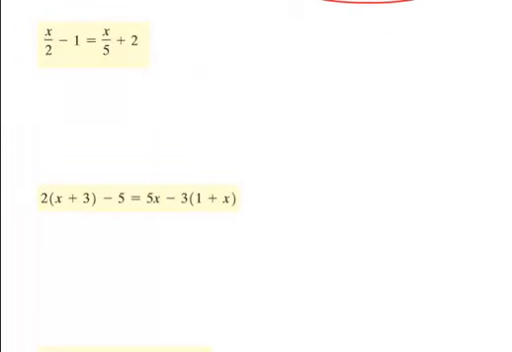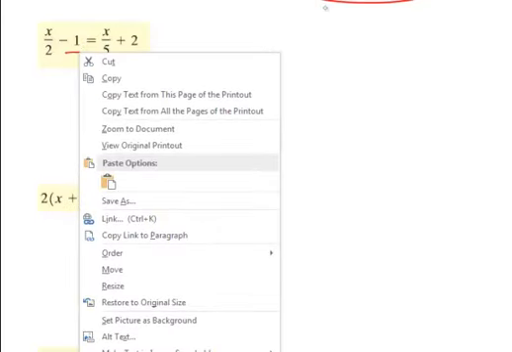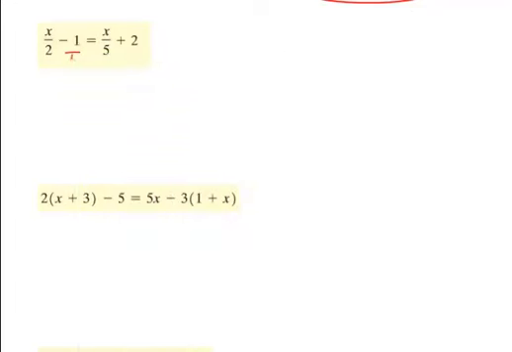All right. For my next problem here, x over 2 minus 1 equals x over 5 plus 2. Again, I'm going to think of this here as being 1 and that there being 1. And I'm going to look at my denominators. Between 2, 1, and 5, my common denominator should be a 10. So I'm going to multiply everything by 10 over 1 once, twice, 3, 4 times.